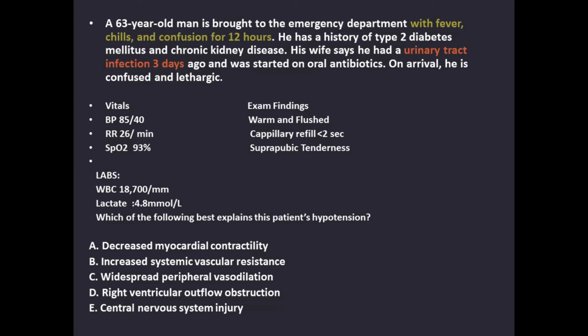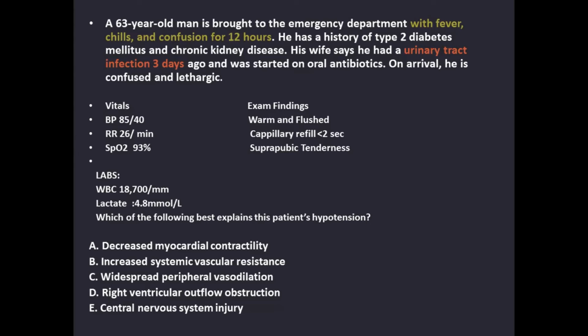On exam, the skin is warm and flushed. You know the skin is warm and flushed due to vasodilation. Capillary refill time is less than 2 seconds, and there is suprapubic tenderness. Always remember, suprapubic tenderness is present whenever the bladder is involved, as in the case of UTIs. The labs show white blood cells 18,700, lactate 4.8. Which of the following best explains this patient's hypotension?